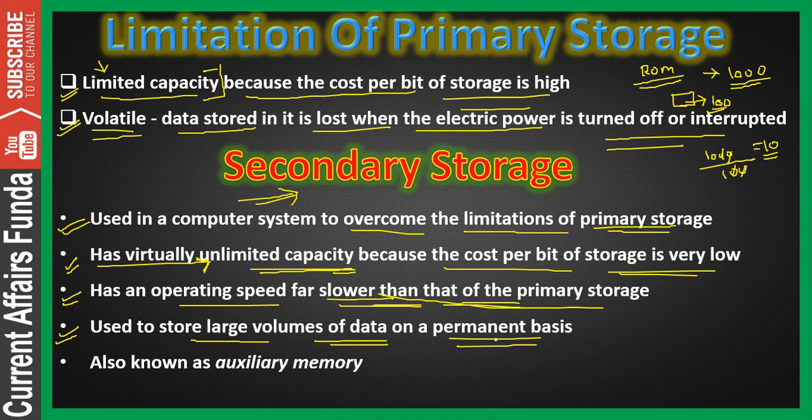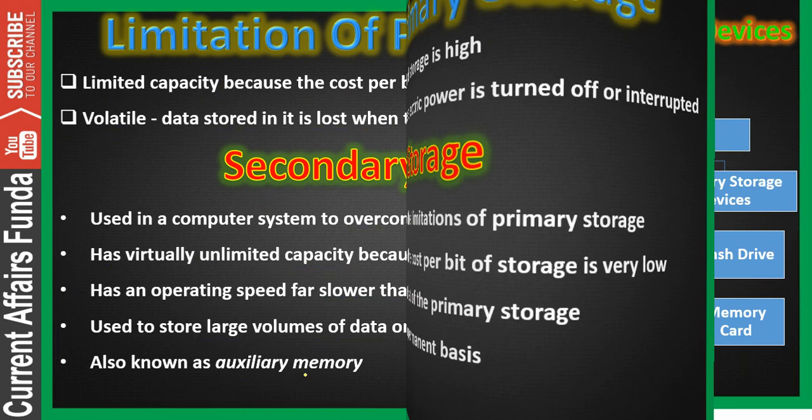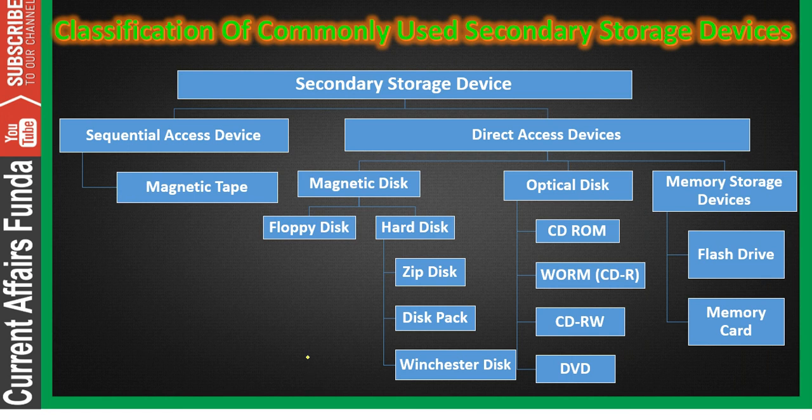Now we came to our next point: used to store large volumes of data on a permanent basis. If you want to store a large amount of data, in GBs, on a permanent basis, then where will you store it? In a secondary storage device. It is also known as an auxiliary memory device. These are the points of the secondary storage device.